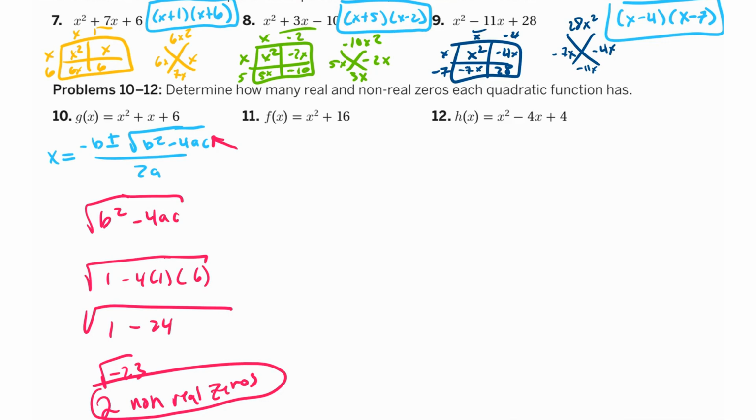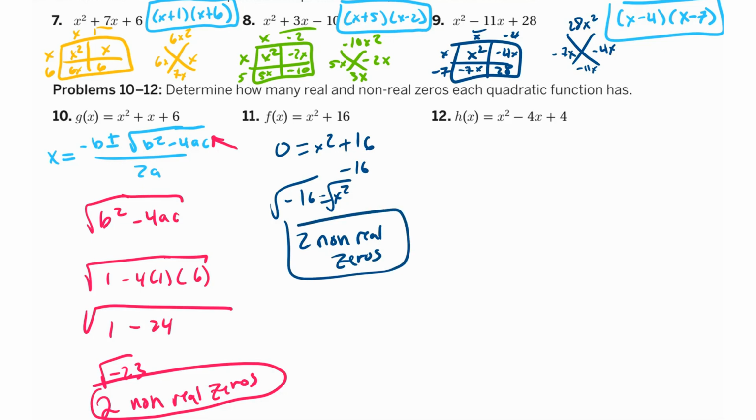Number 11, same idea. Actually, I want to change up a little bit on this one. In this one here, if I were to just start solving, what I would see is that I'd subtract 16 from both sides and then take the square root of that. And since I'm taking the square root of a negative, I know that I get two non-real zeros again.